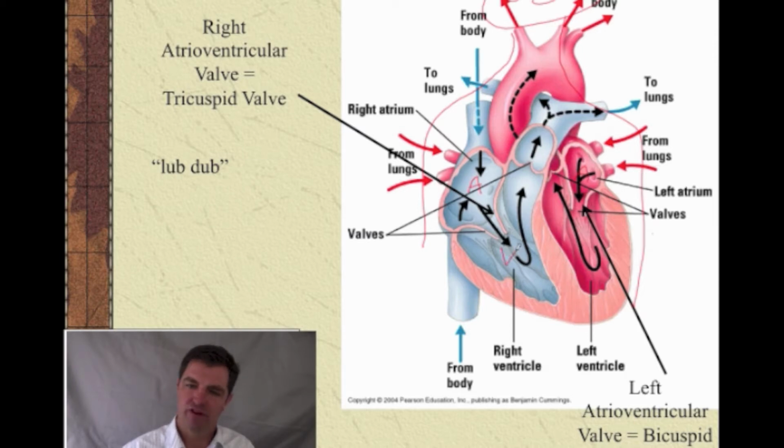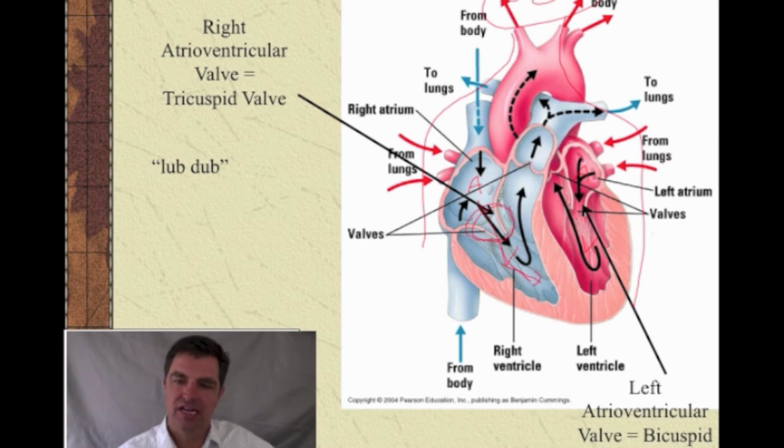This is the right ventricle. This is the left ventricle down here. And what happens is the atria pump blood through these valves, which I'll talk about in a second, and into the ventricles. So the left atrium pumps blood from the left atrium to the left ventricle. The right atrium pumps blood from the right atrium to the right ventricle. And they go through these valves when they do that.